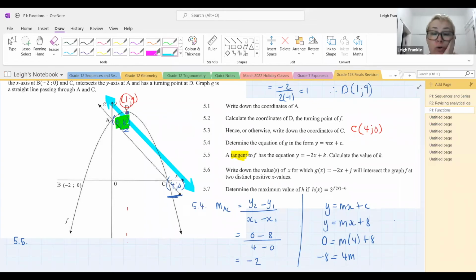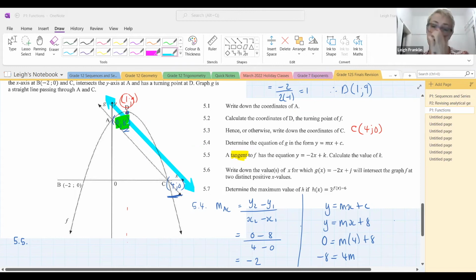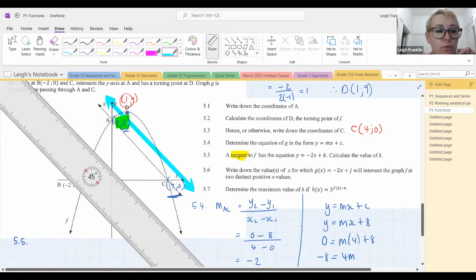So only if it's horizontal. If the line is horizontal, then it can be a tangent to the function at the turning point. But this is not a horizontal line. This is a diagonal line. All right, so that means that it can move.